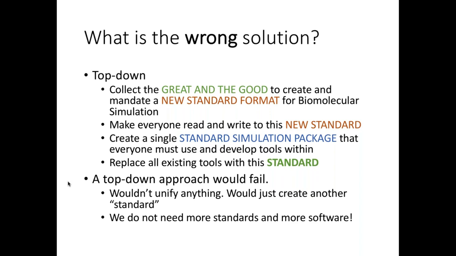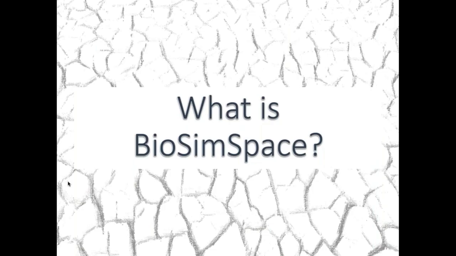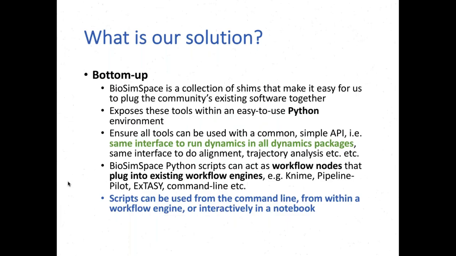So we think the right solution is to work with what we've got. Instead of trying to replace all of the tools that we have in the field, we need to create the shims, fill in the gaps between all of these codes so that we can translate from one file format to another, we can translate from one input file to another, and make sure all of the tools can work together, make it easy to plug them together into one thing. And that is BioSimSpace. So our solution is bottom up.